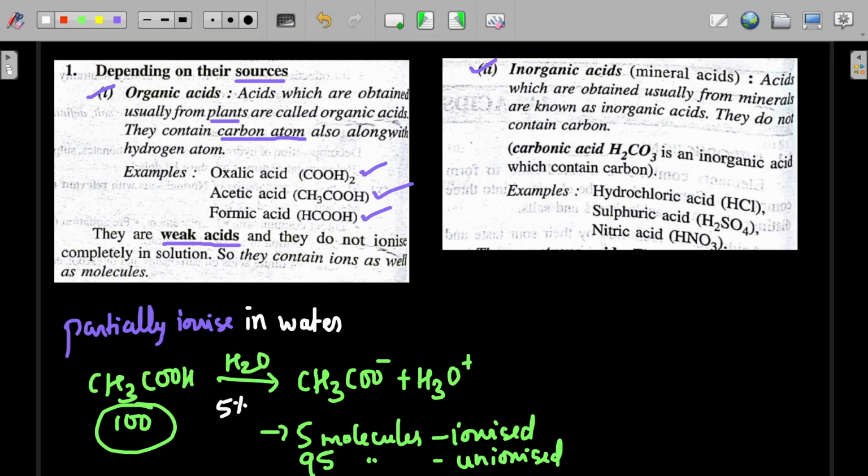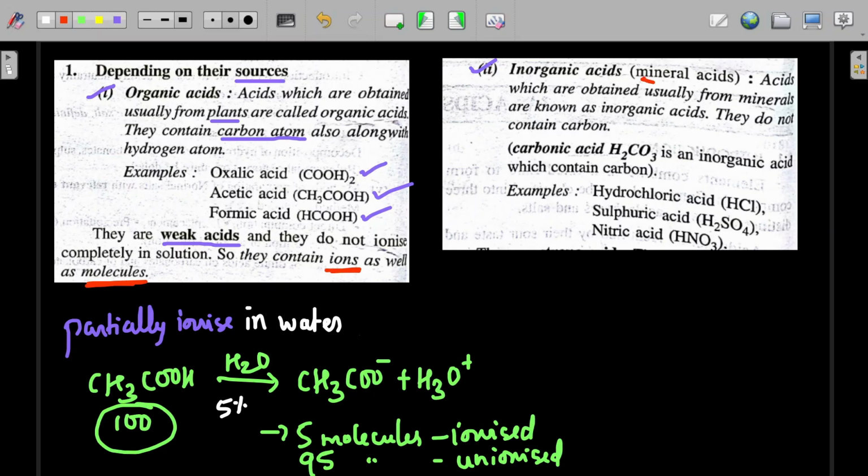Therefore, all these organic acids are weak acids, and partially ionized means they contain two kinds of particles in water: ions as well as molecules. Both will be there. It is nothing but, in electrolysis, a weak electrolyte. All the weak acids are weak electrolytes. All the strong acids are strong electrolytes. So you have to use the same terms: completely ionizes, partially ionizes.